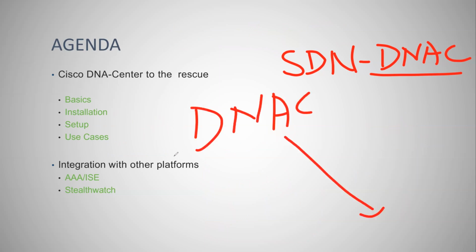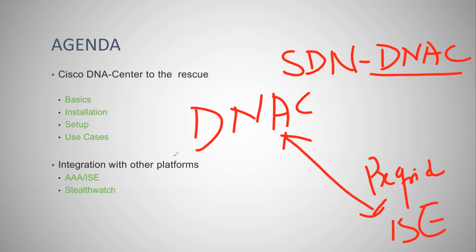DNAC and ICE, how are they communicating? What is the communication channel between ICE and DNA? You have something called pxGrid. It's a complete API-based service behind the scenes, complete automation. We have something called pxGrid services that you have to check mark in the ICE.